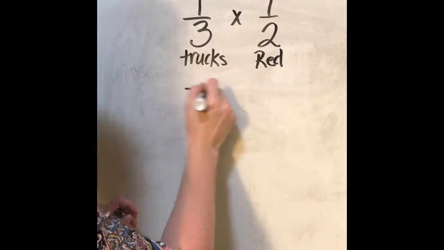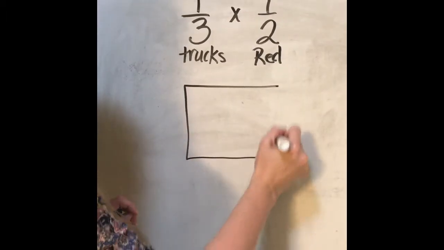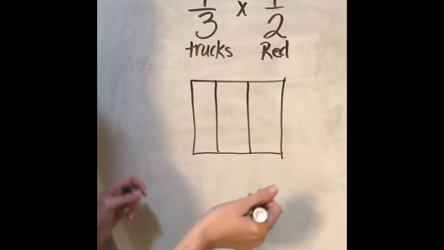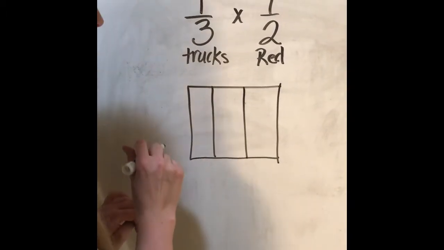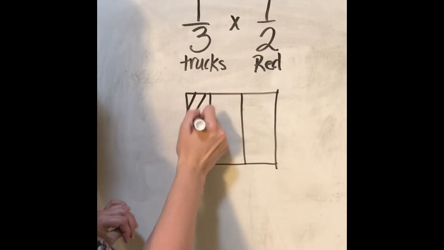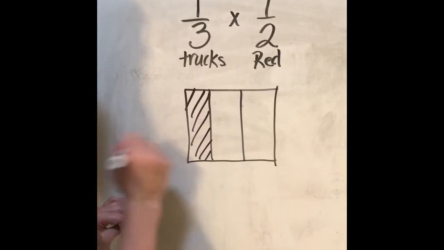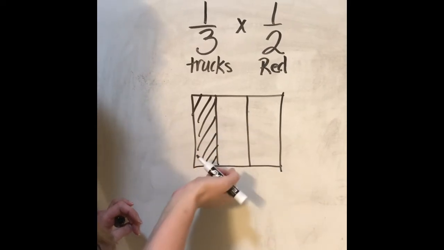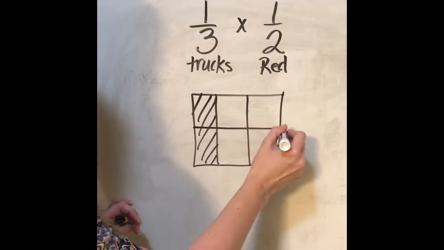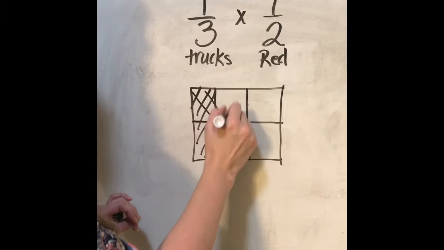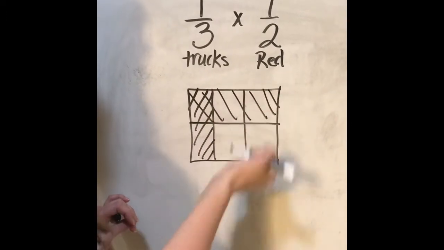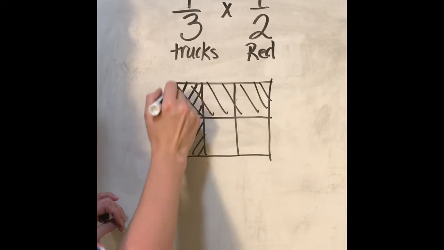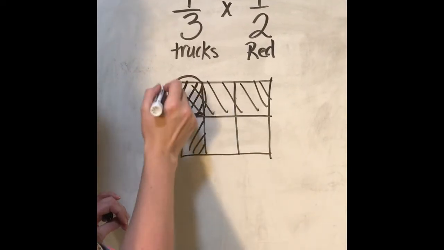So I'm going to start out with a model for this, and I'm going to divide it into thirds. And I know this is a review, so we're kind of going through it quickly. So a third are trucks, and then of the trucks, half of them are red. So now I'm going to divide it in half, and then I'll shade in half of that. And this portion right here that shows the crisscross lines represents our answer of 1/6.